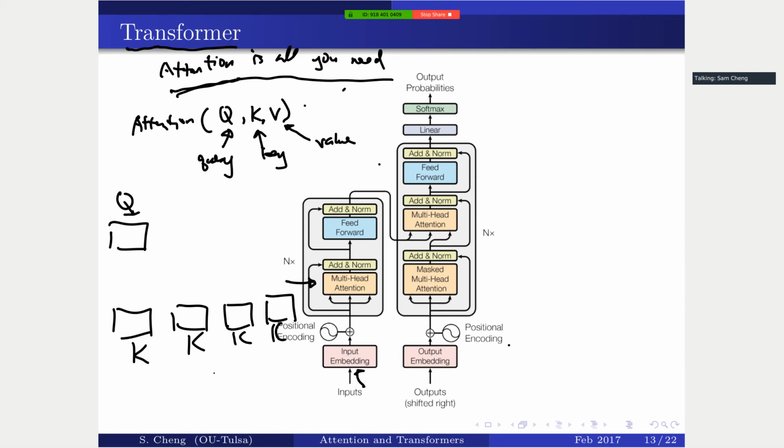Therefore, I will compute the inner product between the query and the keys. So I can say the keys are K1, K2, K3, K4, something like that. Out of that, I will try to normalize it into a probability. Therefore, I have a softmax here, in the sense that if Ki matches Q better, then this QKi will have a higher weight.